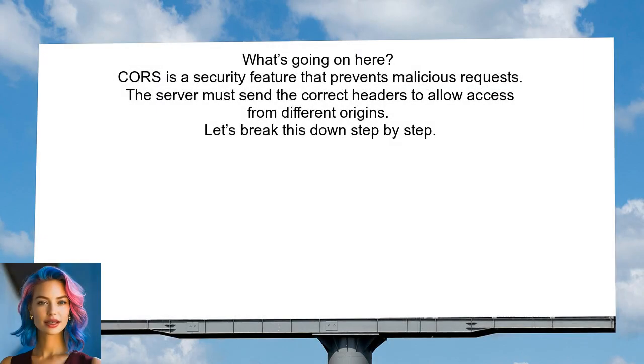So, what's going on here? CORS, or Cross-Origin Resource Sharing, is a security feature implemented by browsers to prevent malicious requests. When your application tries to access resources from a different origin, the server must explicitly allow it by sending the correct headers. Let's break this down step by step.